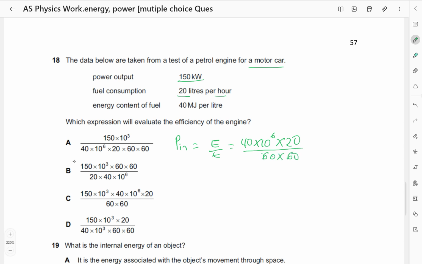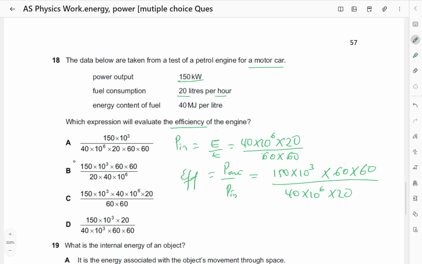So which expression will evaluate the efficiency? Efficiency is equal to power output divided by the power input. So the power output is 150 times 10 power 3. When we divide, we get the reciprocal, so it becomes times 60 times 60 divided by 40 times 10 power 6, then times 20, which means our answer is going to be automatically B.